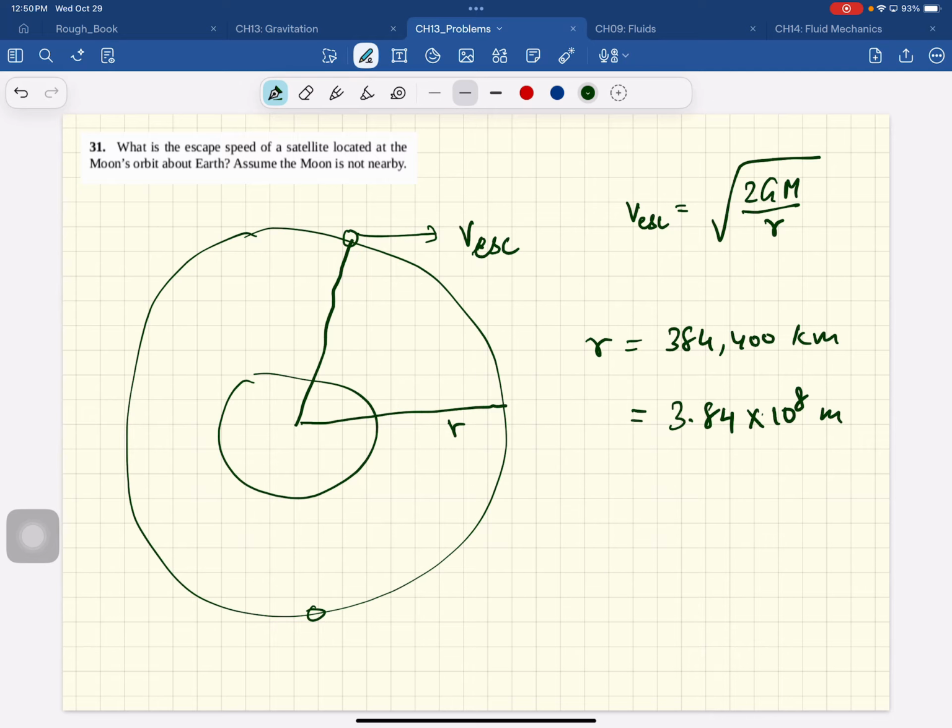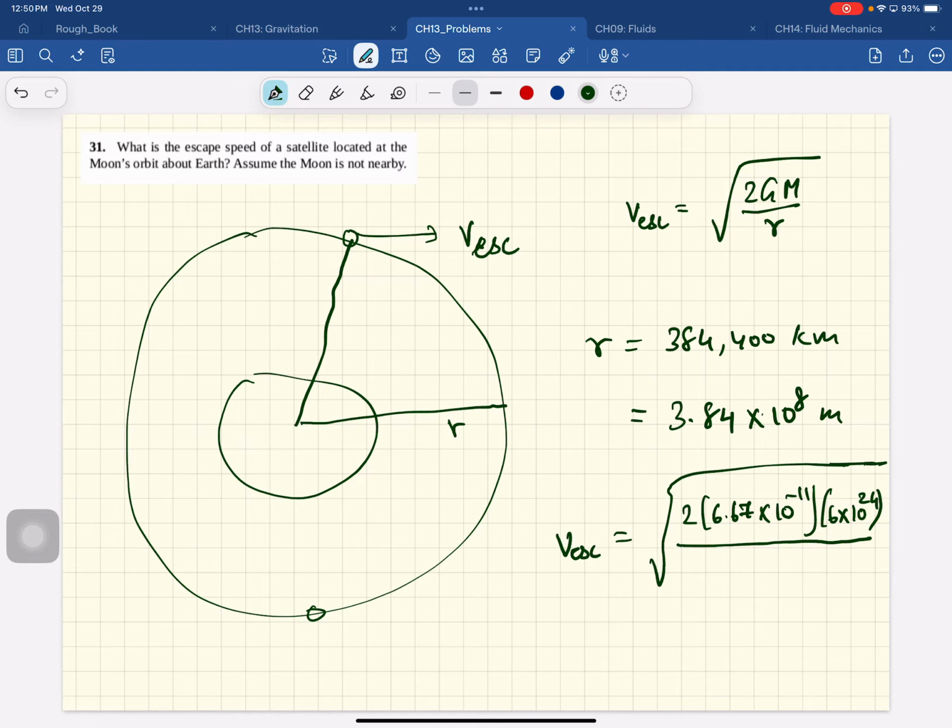All right, so now we can calculate the escape velocity. 2 times 6.67 into 10 to the minus 11. Mass of the Earth is 6 times 10 to the 24 kgs, and divided by 3.84 into 10 to the power 8 meters, and so the speed will work out in meters per second.